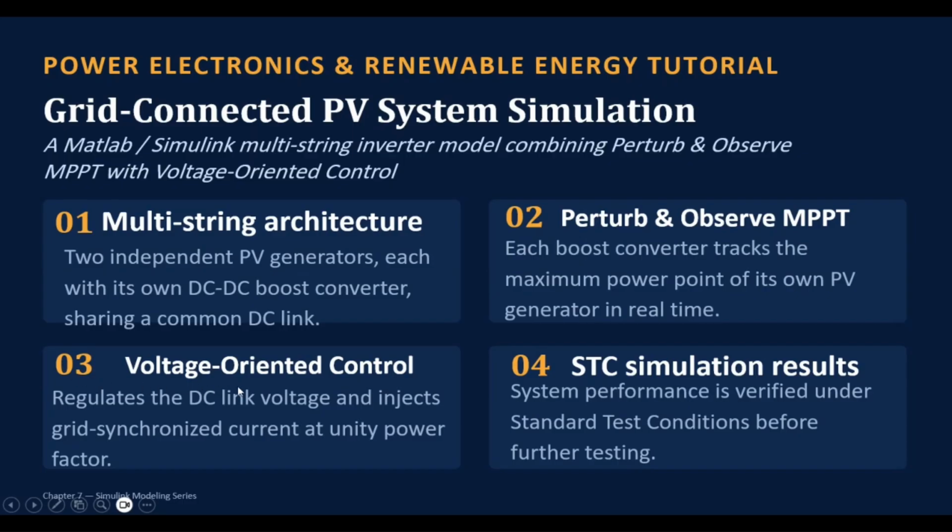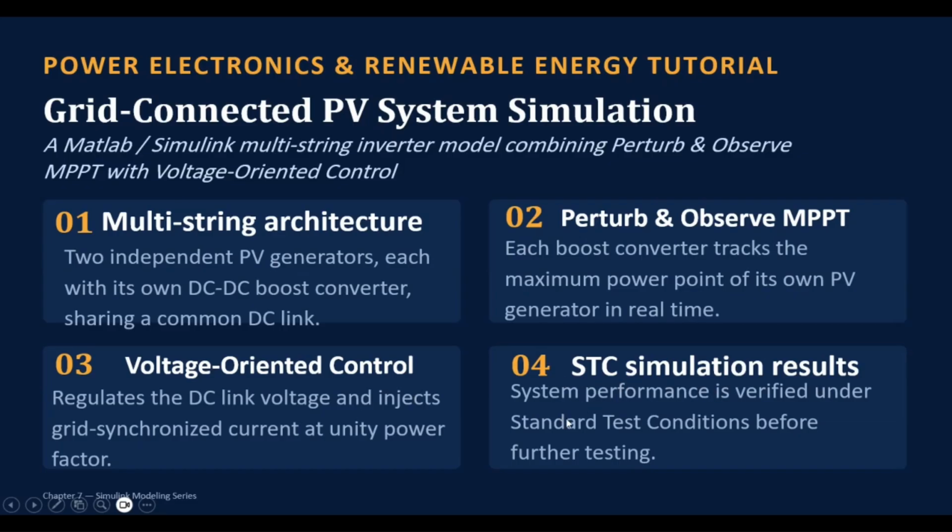Third, we will look at how voltage-oriented control is used on the inverter side to regulate the DC link voltage and inject clean, grid-synchronized current. And finally, we will run the simulation under standard test conditions and analyze the results together.